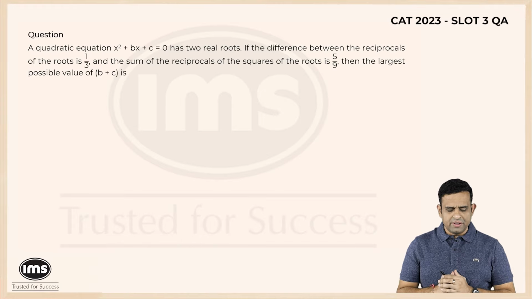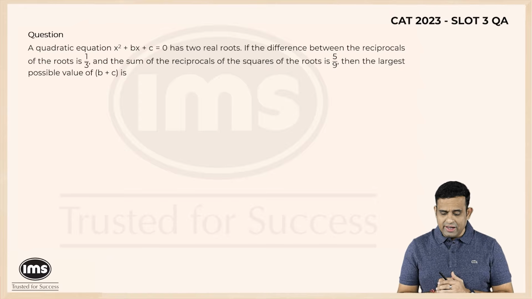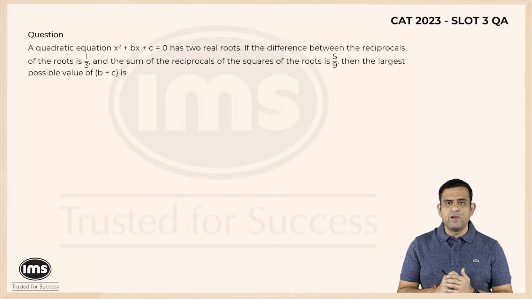In the next sum, it is given that a quadratic equation, x square plus bx plus c equal to 0, has two real roots. If the difference between the reciprocals of the roots is 1 by 3, and the sum of the reciprocals of the squares of the roots happens to be 5 by 9, then the largest possible value of b plus c. Again, too much information.